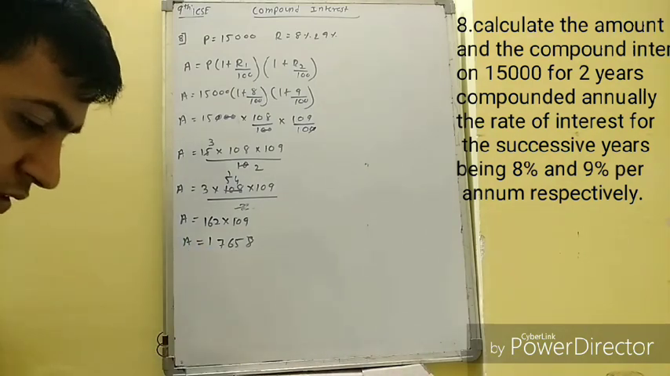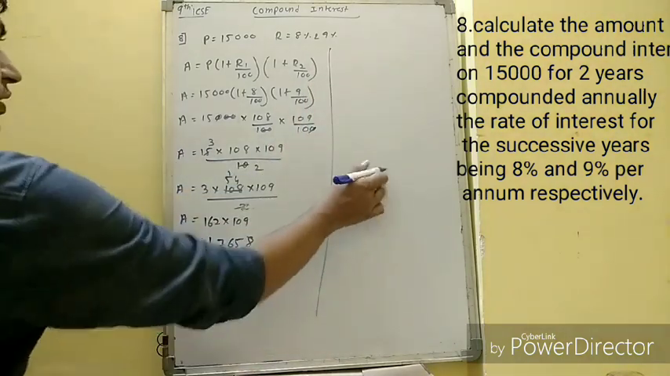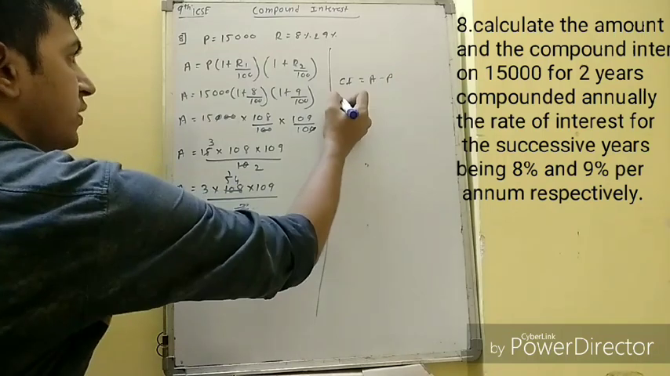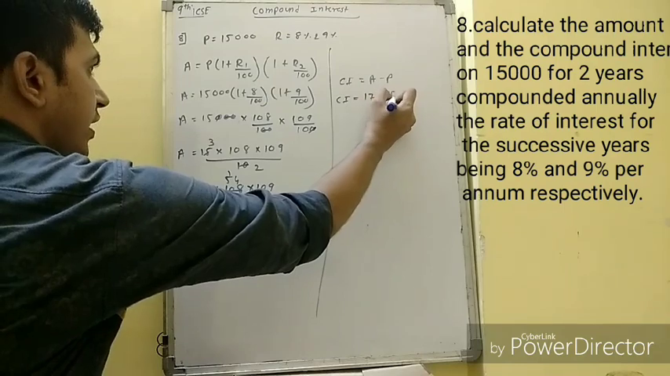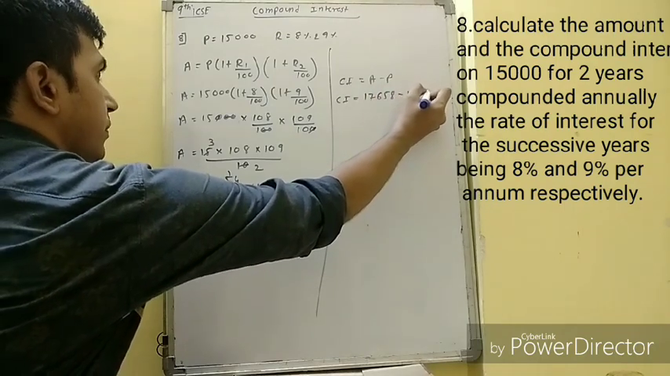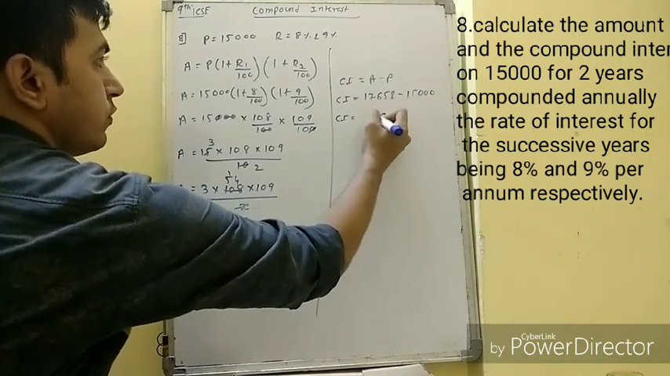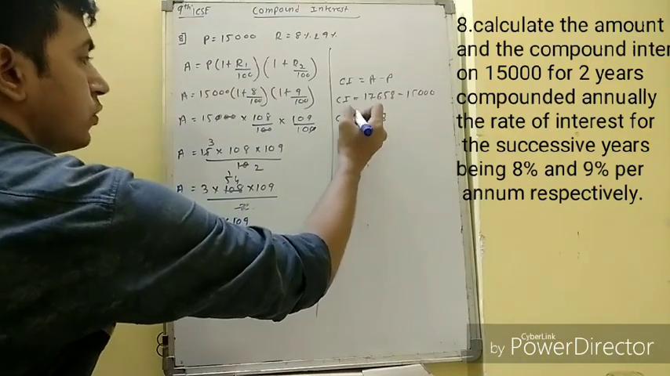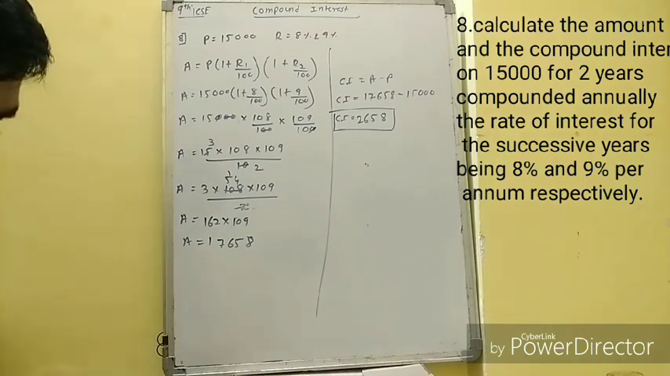So let me check the answer. 17,658. So now we can easily find out the compound interest. Therefore, the compound interest is equal to amount minus principal. What is the amount? 17658 minus principal is 15,000. So compound interest is 8 minus 0 is 8. 5 minus 0 is 5, 6 minus 0 is 6, 7 minus 5 is 2. And 1 minus 1 is 0. So 2658 is the compound interest and this is the amount.